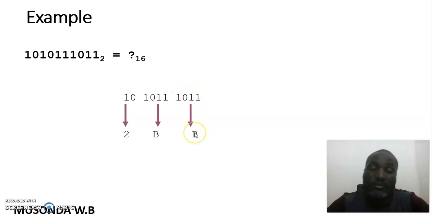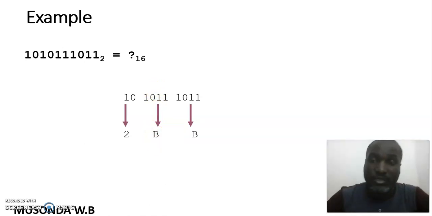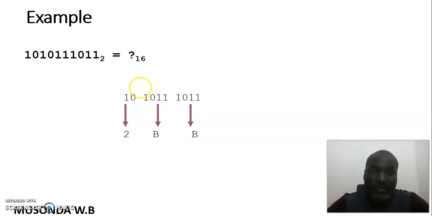Now the hexadecimal equivalent of 11 is B. The same happens here: when we convert 11, we know that 11 in hexadecimal is equivalent to the letter B. And then the last part just gives us a 2. After that, we combine what we get, and we have 2BB in base 16. So the conversion of a binary number to hexadecimal is that simple.